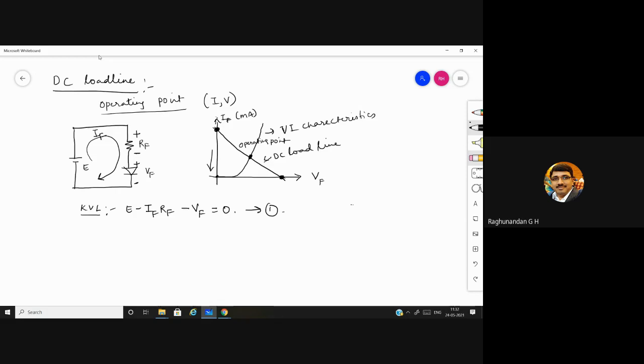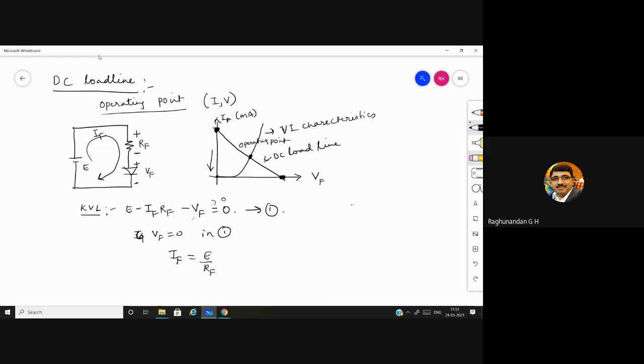Okay, so substitute VF is equal to 0 in 1. When you substitute VF is equal to 0 in 1, here this VF tends to 0, then you will get IF is equal to E by RF. So by calculating this formula, you will be getting IF, and you can mark a point on the y-axis.